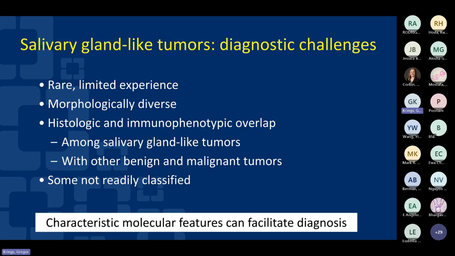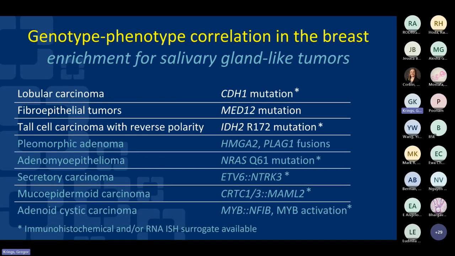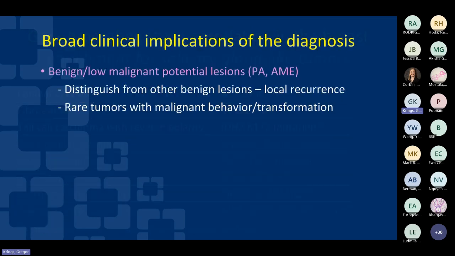Nonetheless, a lot of these tumors have characteristic molecular features that can help facilitate the diagnosis. And in fact, when we think about tumors in the breast with genotype-phenotype correlation, I've listed here, there's a significant enrichment for salivary gland-like tumors. As you can see, these are highlighted here in light blue. And so I'll discuss most of these tumors one by one in this lecture, again, with the exception of adenomyoepithelioma. I think it also bears mentioning that in some cases, we now have immunohistochemical markers or even RNA in situ markers that can serve as surrogates for these genetic aberrations and can also be diagnostically useful in that sense.